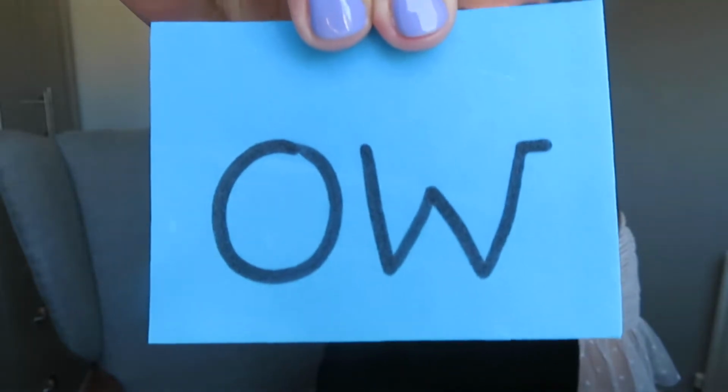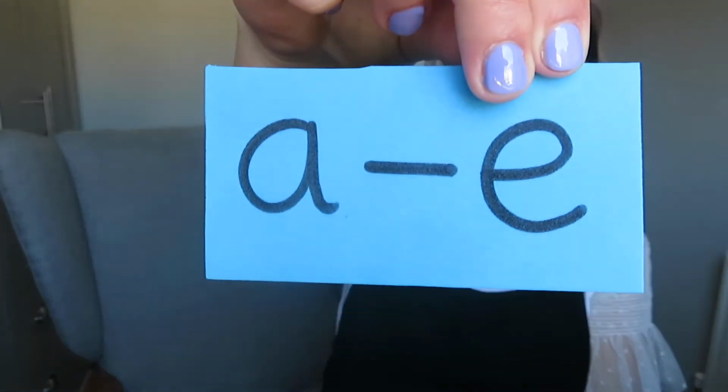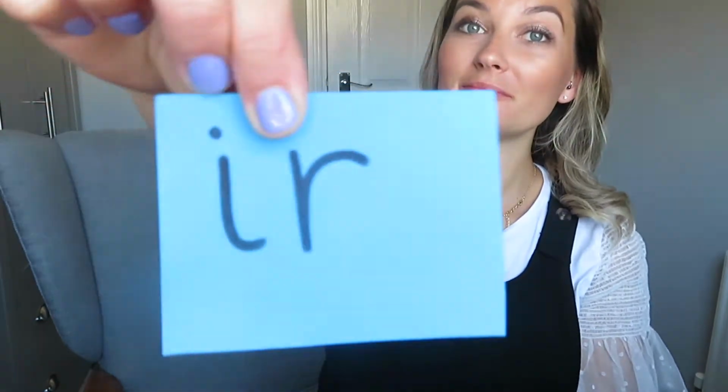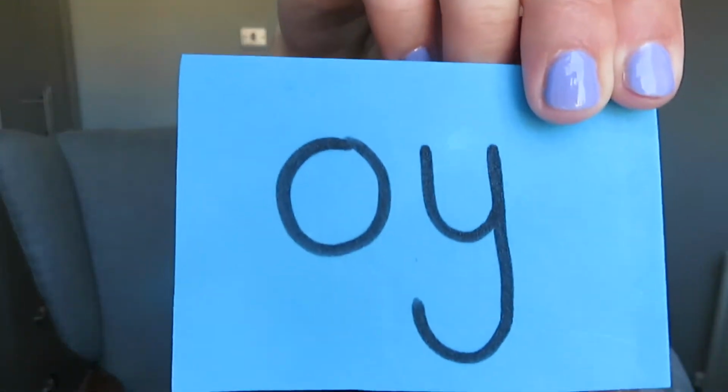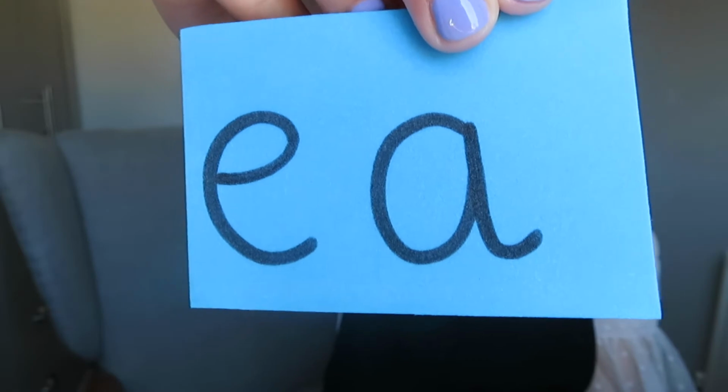Or, or, or, saw you yawn. A, A, A, play all day. O, O, O, row your boat. A, A, A, caveman Dave. Girl with the curl. Ow, ow, ow, bears about. Oi, oi, oi, joy of a toy. And the last one, E, E, E, eat your peas.